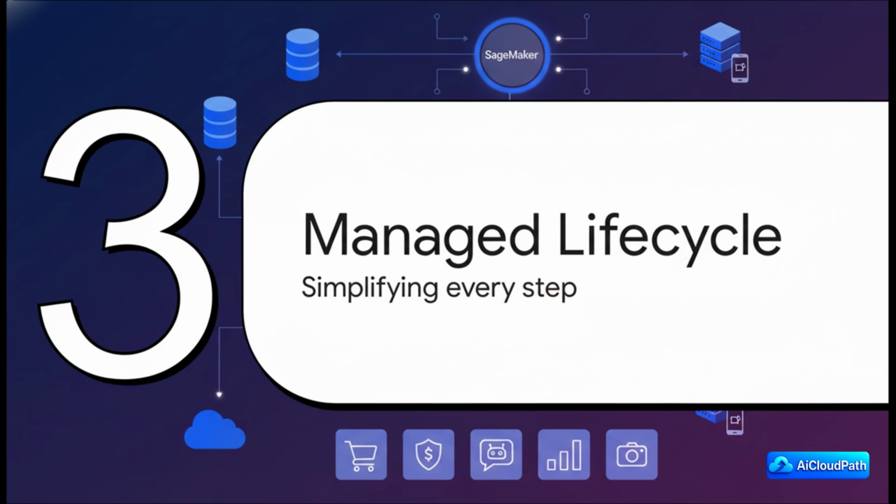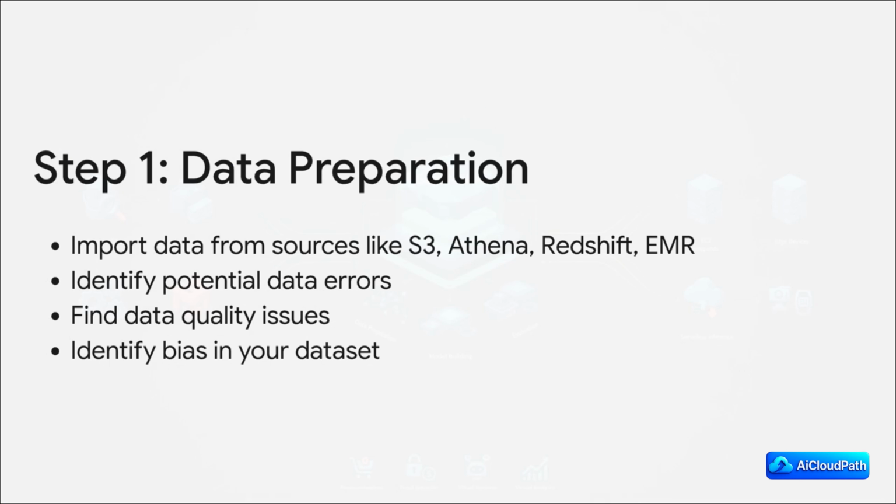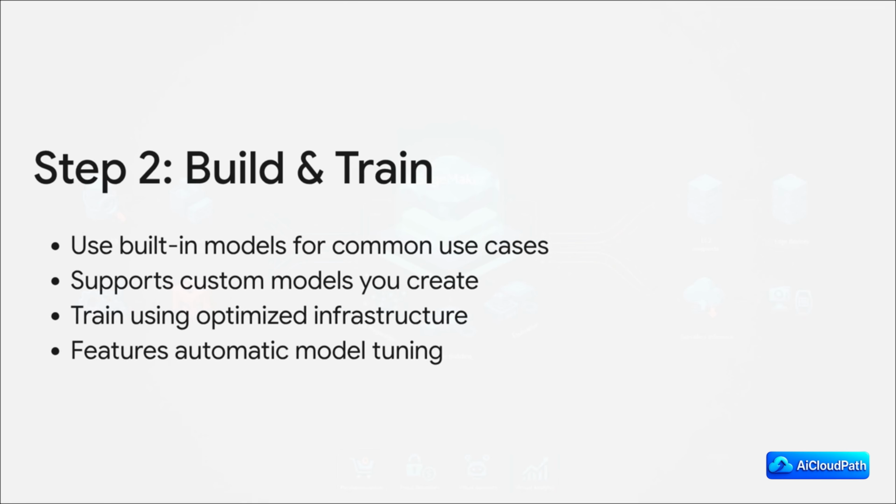Okay, so now let's get into the nitty-gritty. Let's look at SageMaker's managed lifecycle and see exactly how it makes each of those steps we talked about so much easier. Everything, and I mean everything, starts with the data. With SageMaker, you can pull in your data from all sorts of AWS spots like S3 or Redshift. But here's the cool part. It doesn't just stop at importing. It actually helps you get your data ready, spotting errors, flagging quality problems, and even sniffing out bias before it messes up your model.